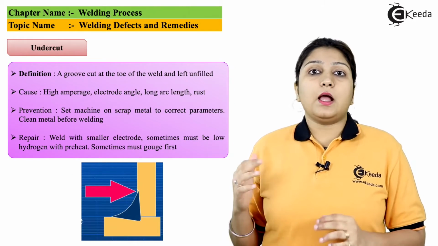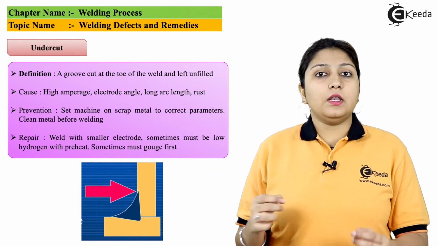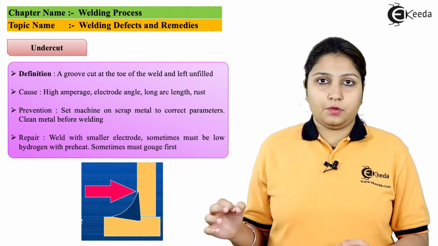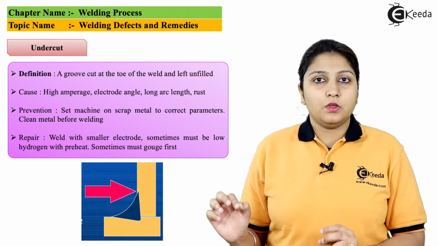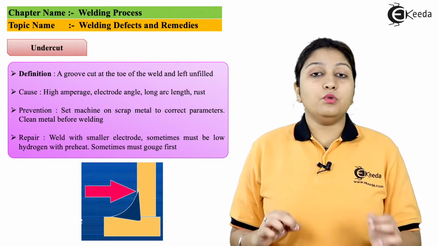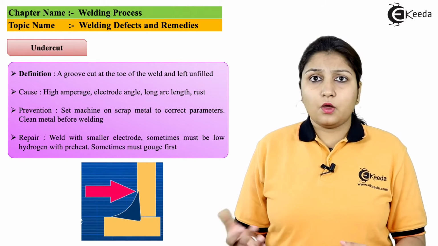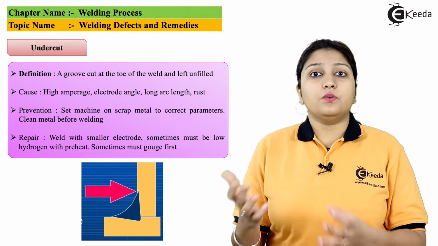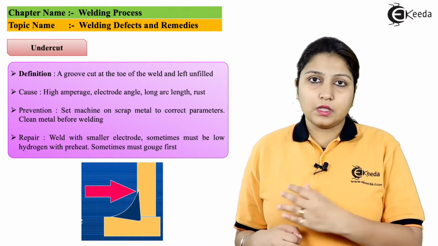The second defect is undercut. As shown in the diagram, there is a groove which is cut at the bottom. Because of this groove, the weld is left unfilled, so at the end you have to fill that groove. Why is it happening? This is because of the high current of your arc, or any other field which is high in current or high in gas.